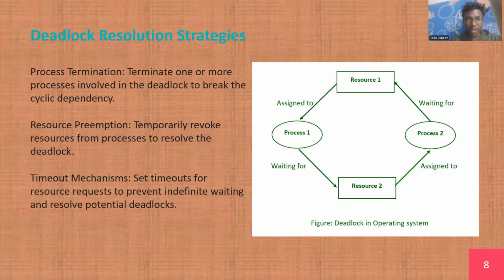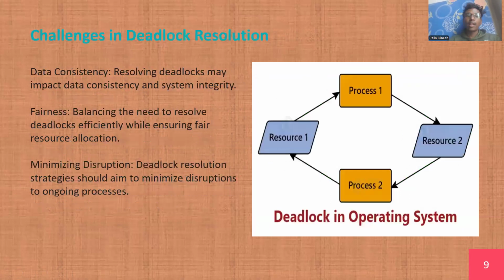By using this, resource preemption, timeout mechanism, and process termination can be used to resolve deadlocks. Challenges in deadlock resolution are data consistency, fairness, and minimizing disruption. Data consistency: resolving the deadlock may impact data consistency, so data should be processed continuously and consistently.